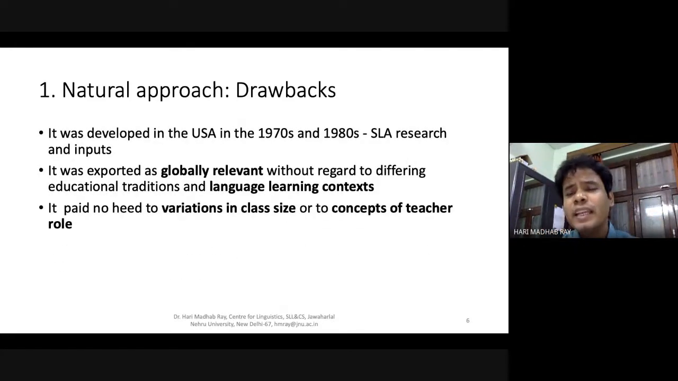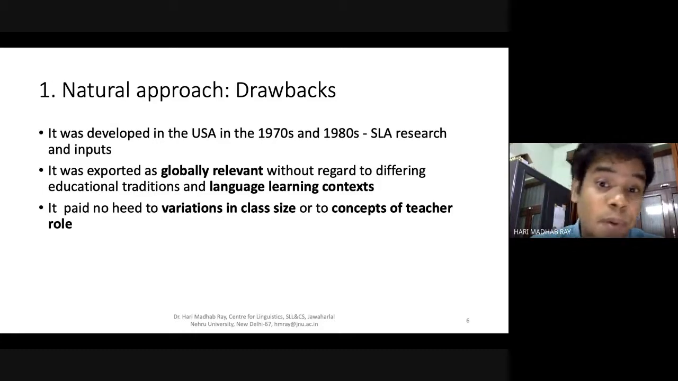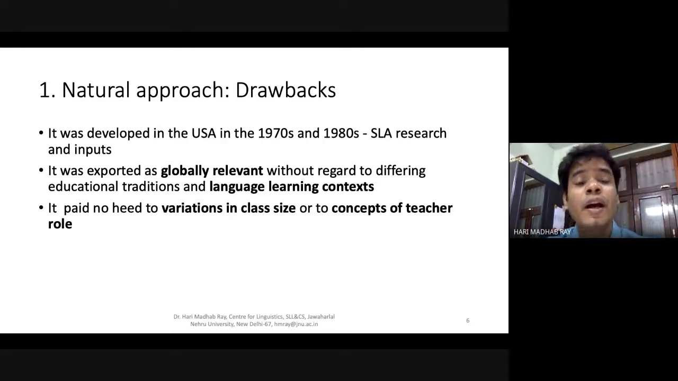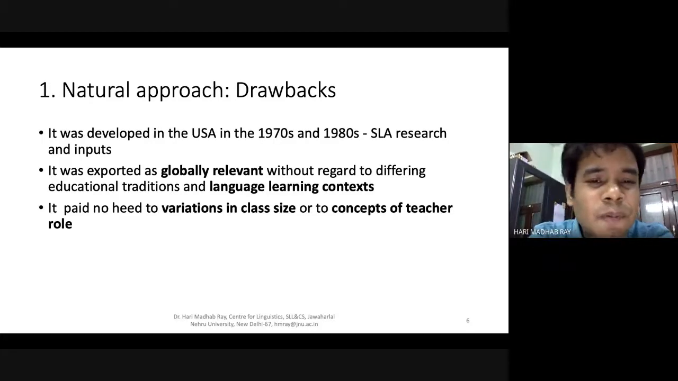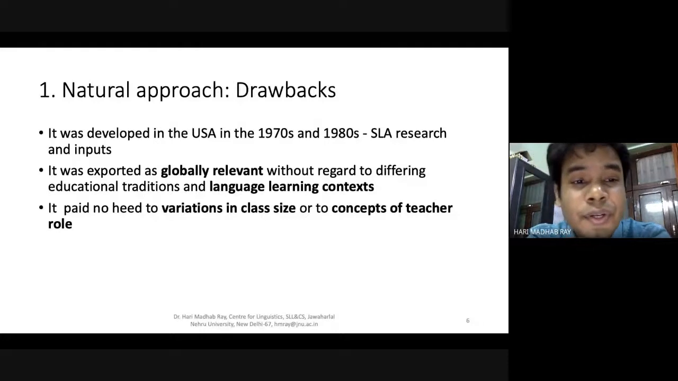So what happened? Though the direct method incorporated some of the principles of first language acquisition and second language research, even after that, the direct method also faced lots of problems. There are lots of drawbacks also, especially in the natural approach we are talking about. So what is this? Try to understand this, the kind of principles. It was developed in the USA in the 1970s and 1980s, and the second language research and inputs I already told you.